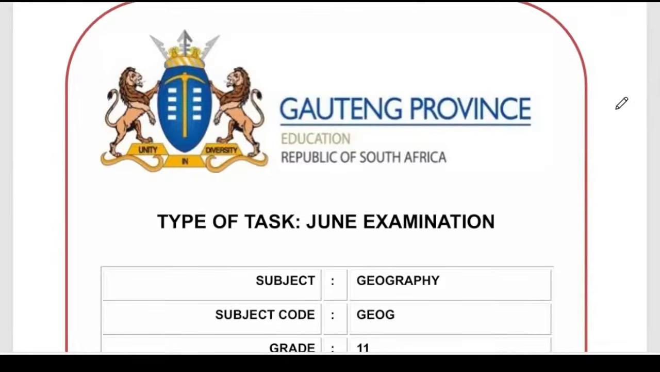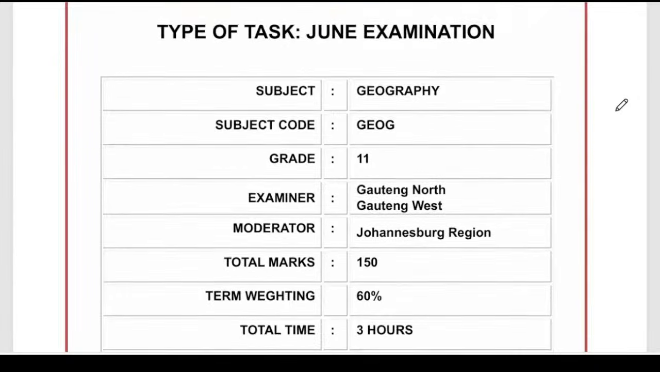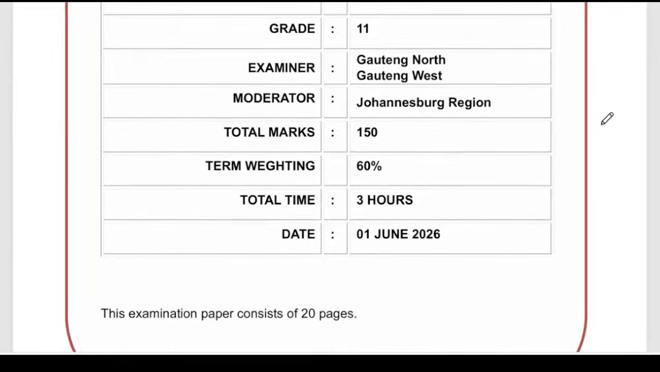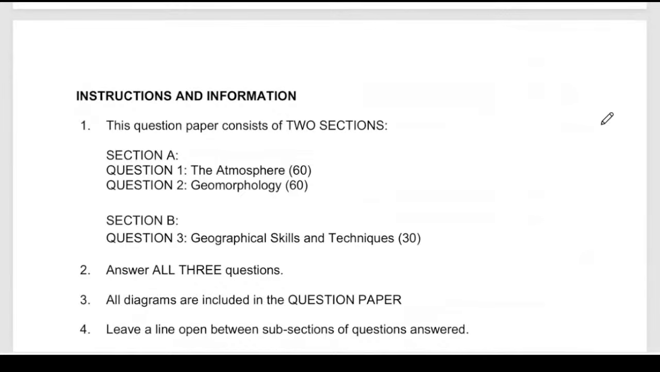As usual, our paper is a full paper of 150 marks, which are supposed to be attained in 3 hours. That's the setup of the junior examination for grade 11. So without wasting much time, we need to go to our questions.